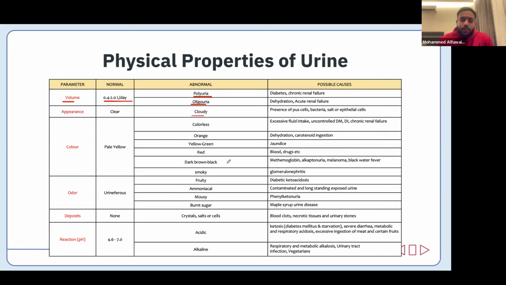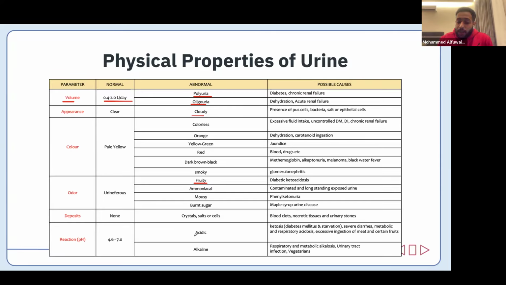This is not as important for you to remember. Odor, again, same thing. It's affected by what disease the patient has. Characteristic stuff, like for example, fruity, just basically tells you that the patient might have diabetic ketoacidosis. The rest, not important for you to remember. Deposits, not important.